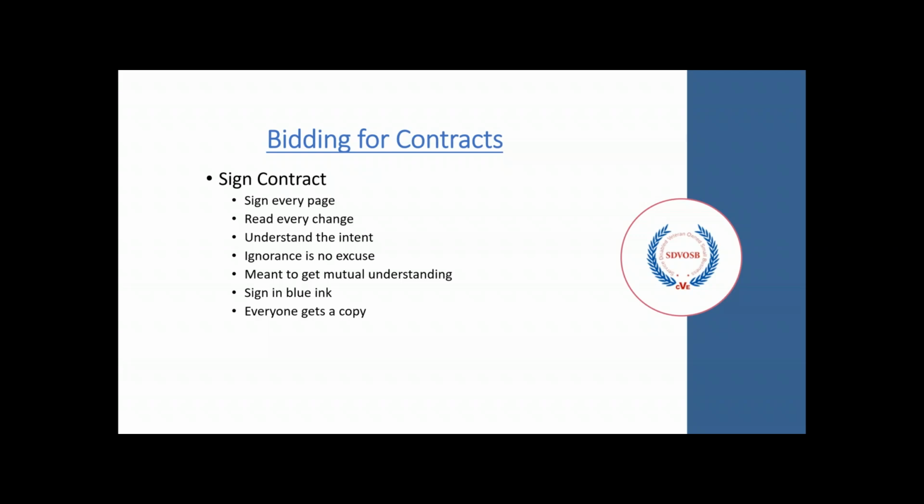Ignorance is no excuse. If at any point you find yourself in a contract that you should not have signed, that was outside of your capabilities or was not understood, ignorance is no defense that will help you after that signature.